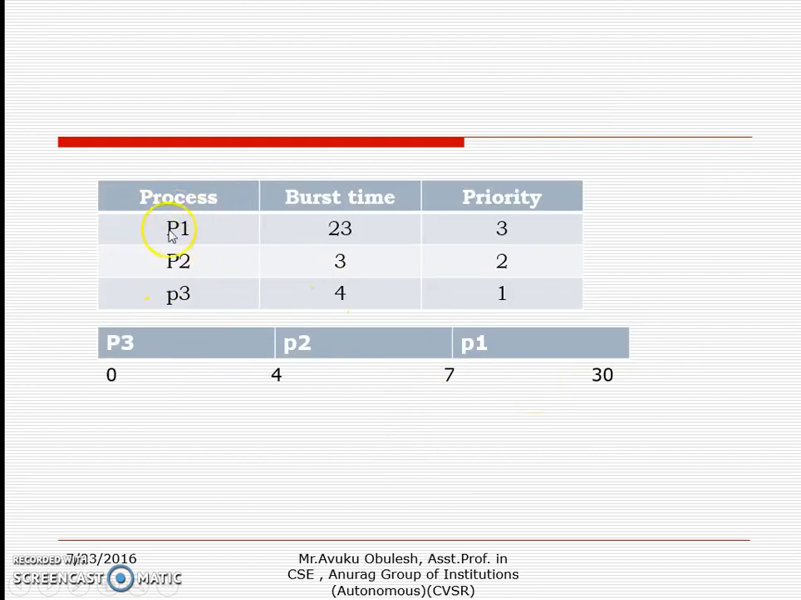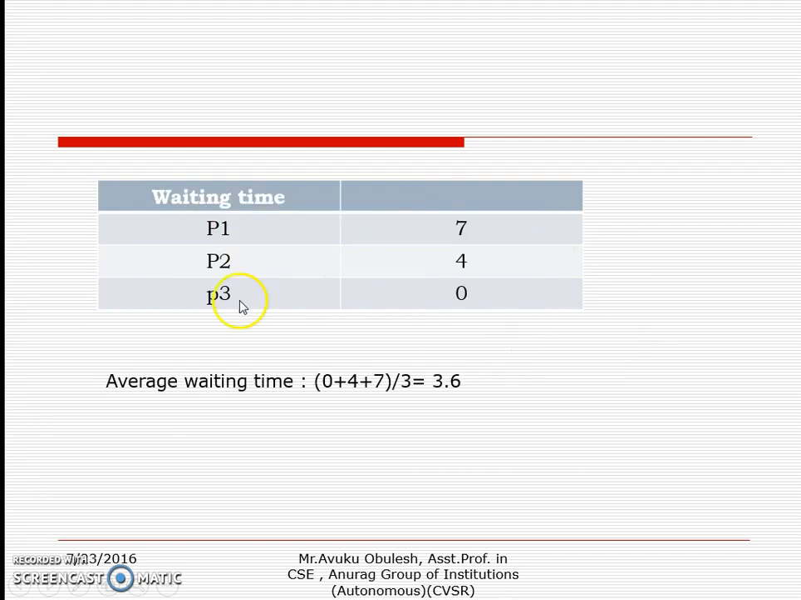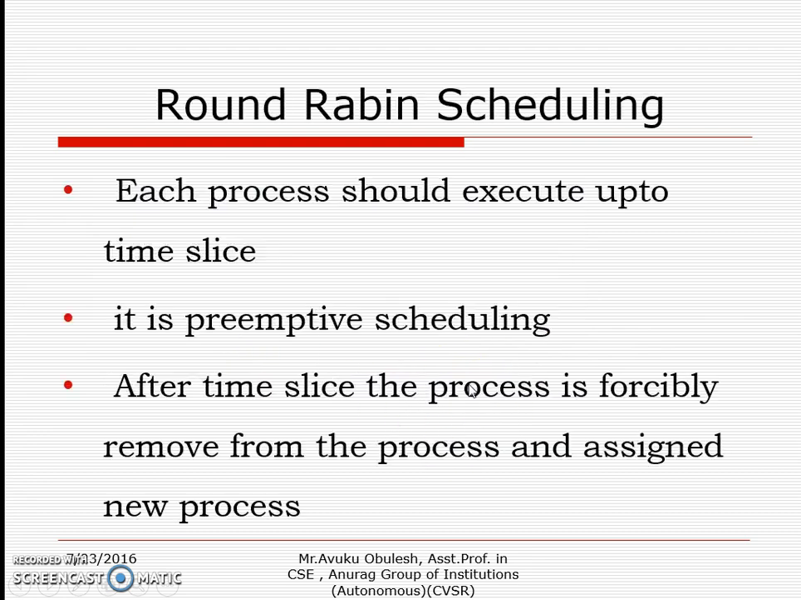Here are some examples I have given you. P1 burst time is 23 and priority is 3. P2 burst time is 3 and priority is 2. And P3 burst time is 4 and priority is 1. Here the highest priority is 1. That's why the CPU starts the execution of P3. The next priority is P2, that's why P2 will be started. The next priority is 3, that is P1. P1 will be started. These are the waiting times, and this is the average waiting time.